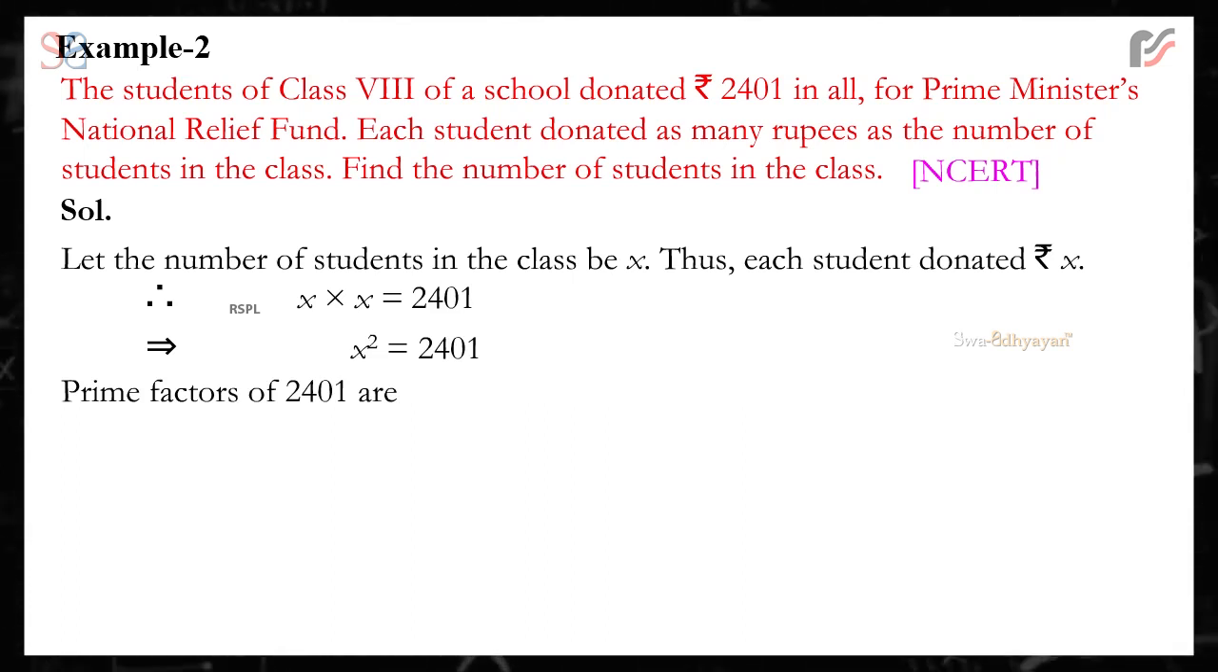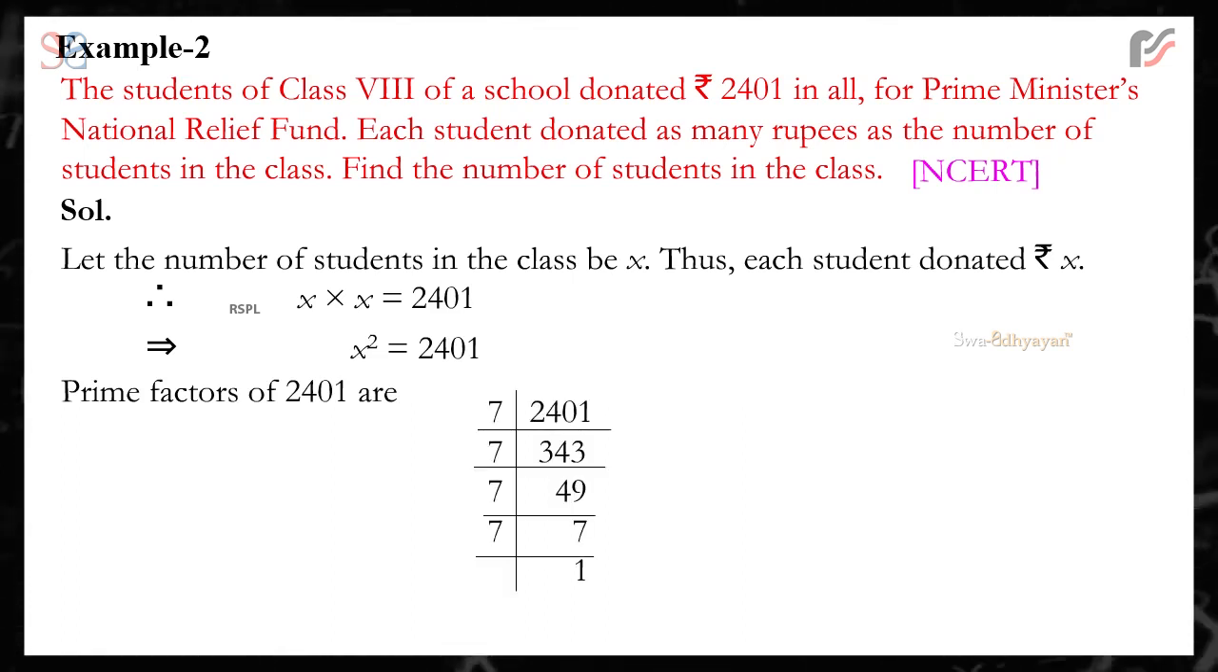Prime factors of 2401 are: on dividing 2401 by 7, we get 343. On dividing 343 by 7, we get 49. On dividing 49 by 7, we get 7. On dividing 7 by 7, we get 1.